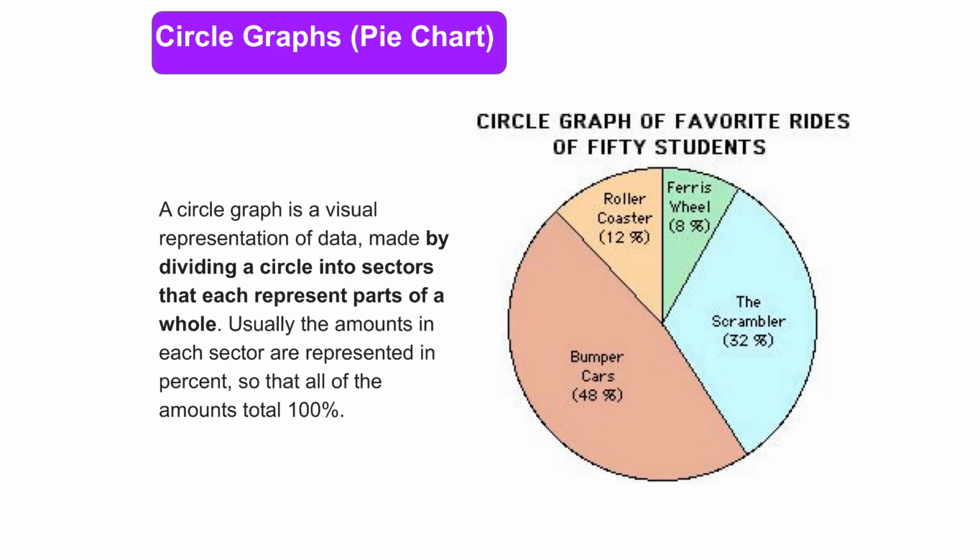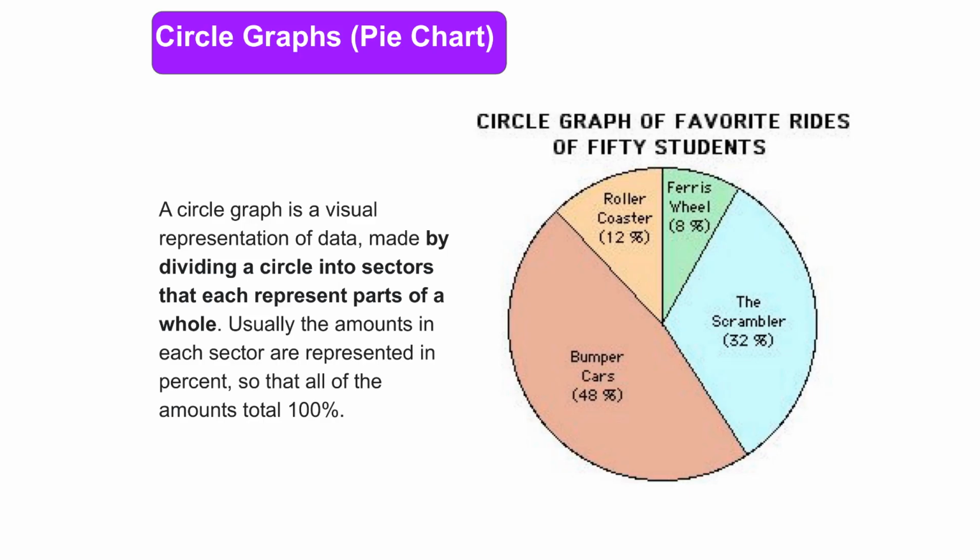So in the example that we've got here, they've given us a circle graph of 50 students, and they asked them, what is your favorite ride? And then they tabulated that, and there's 12% like roller coasters, 8% like the Ferris wheel, 32% like the scrambler, and 48% like the bumper cars. In total, they add up to 100%.